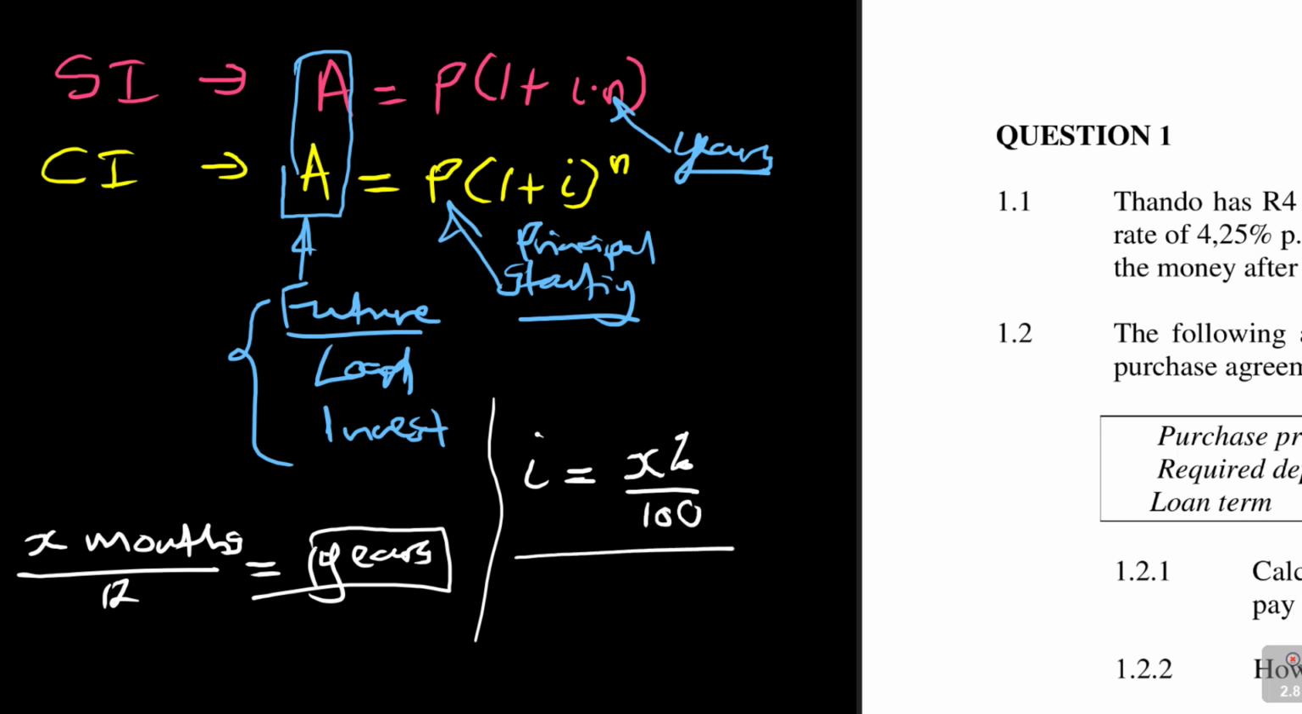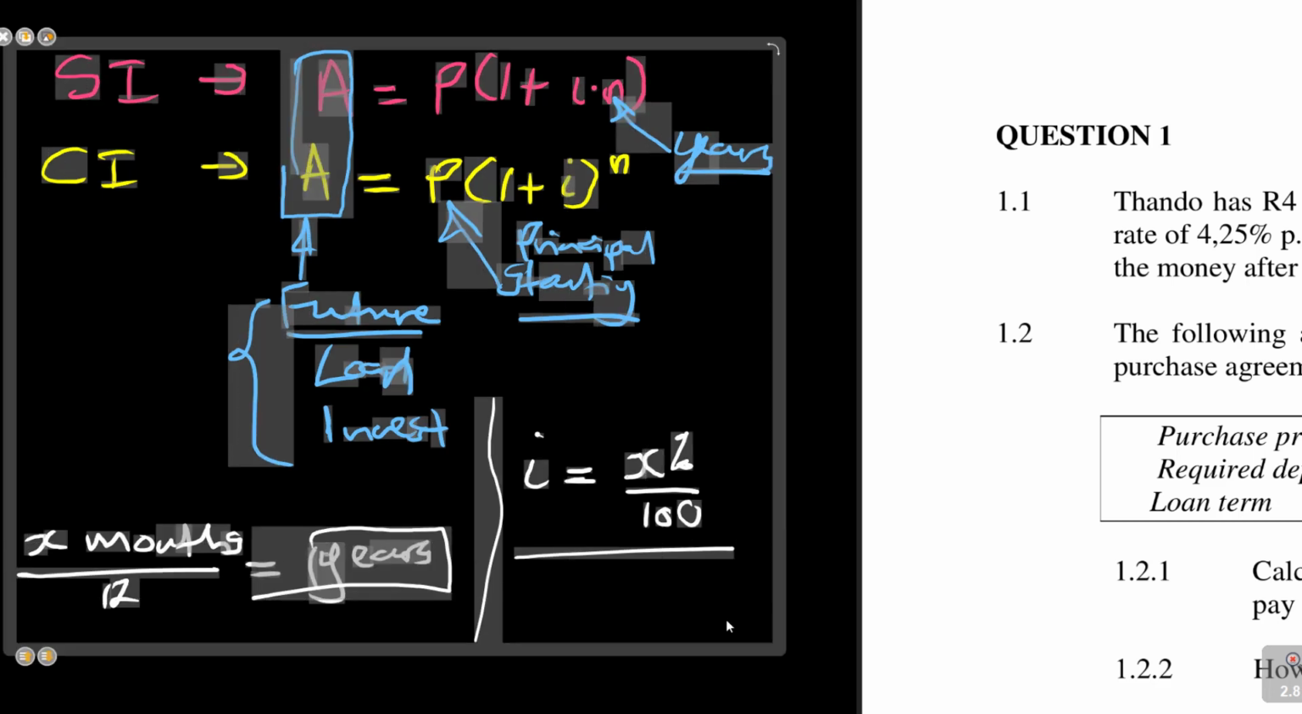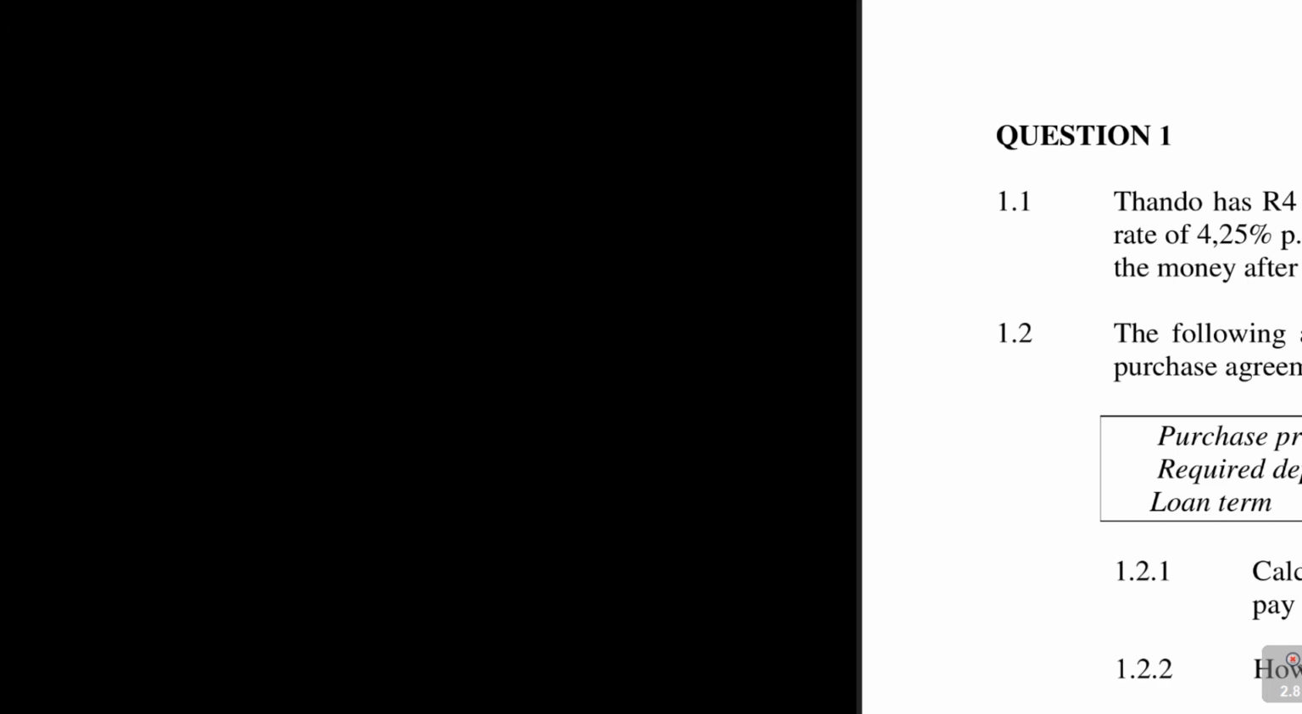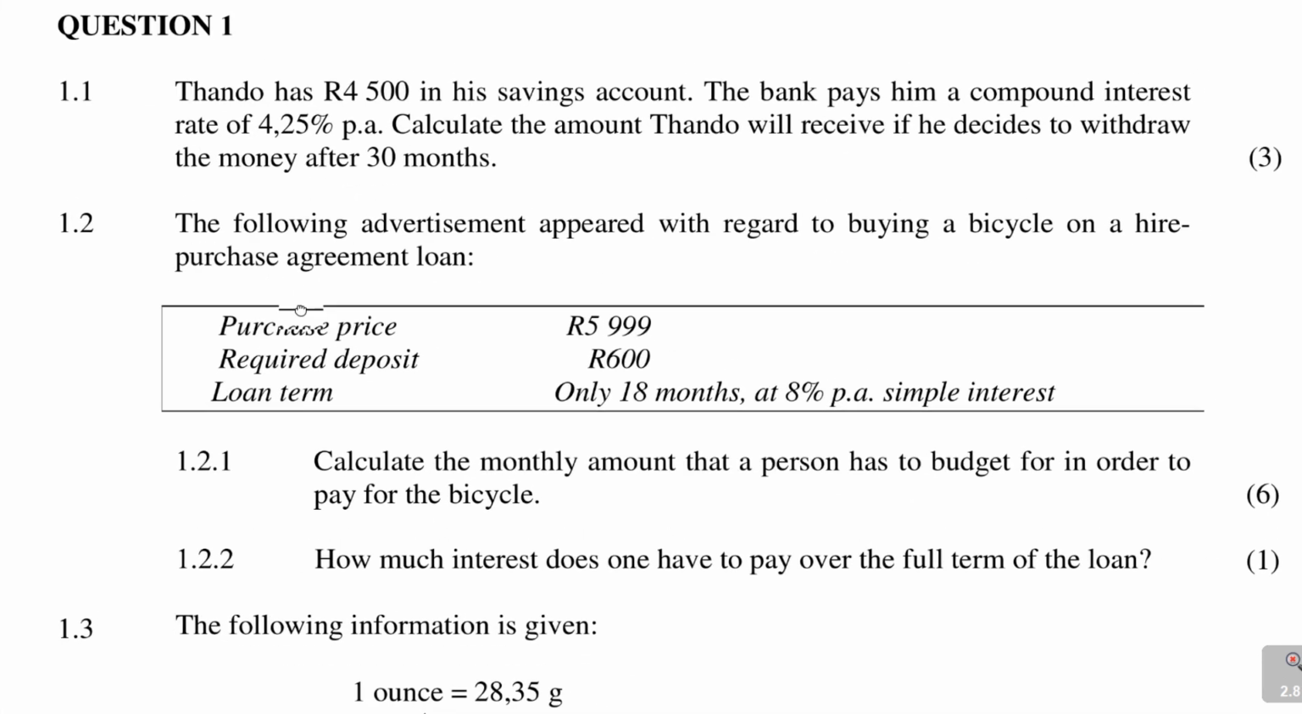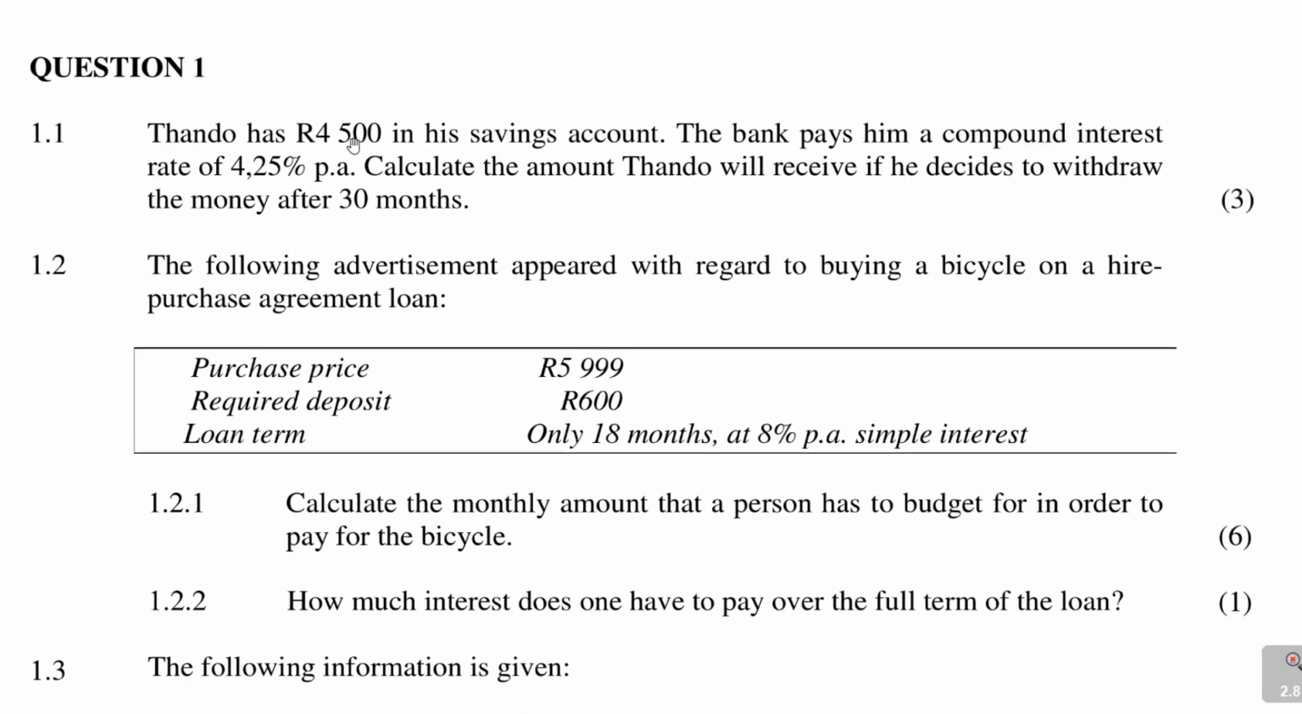So all these things, I'm just laying a foundation of what you must remind yourself whenever you are doing these calculations. Now let's look at a practical example. It says here Tando has 4,500 in his savings account. You see, right now this is what Tando has, 4,500. So from the formula, this is your P. That's what he has right now. That's the principal amount. This is the starting amount.